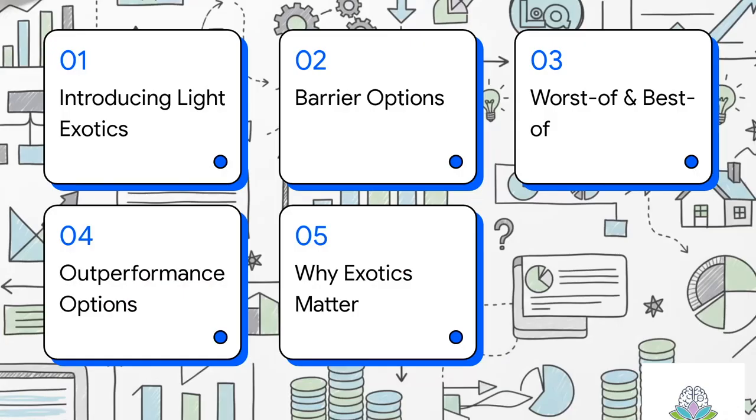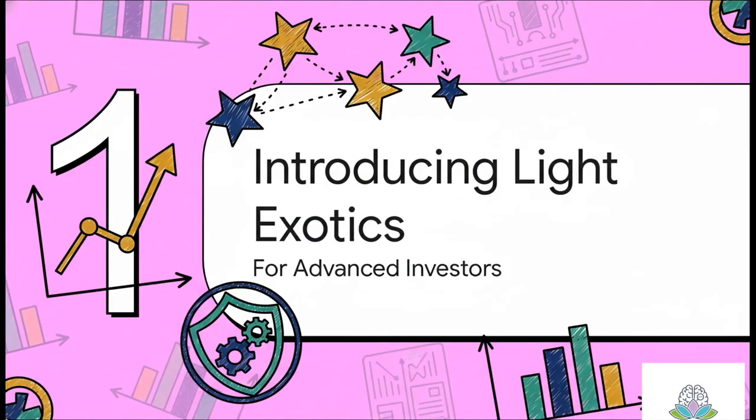So here's the game plan for our little tour today. First, we'll get a nice clear definition of what light exotics even are. Then, we're going to explore 3 of the most popular types: barrier options, worst of and best of options, and then outperformance options. And to wrap it all up, we'll zoom out and talk about why any of this actually matters in the real world. Okay, let's start at the beginning.